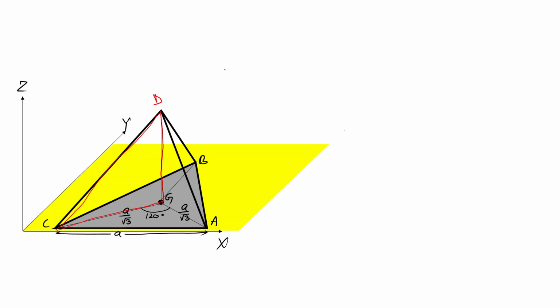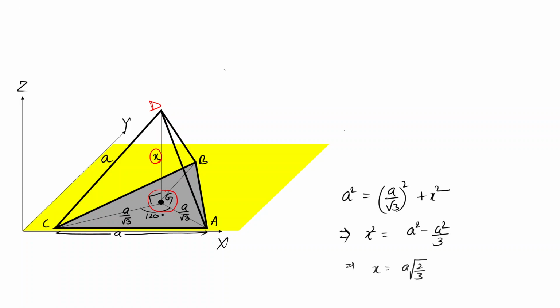Well, so now in DGC, there is no doubt that the angle at G is 90 degrees because of symmetry that you can feel, because I can't have my D anywhere else. Otherwise, these lengths will change, right? So that angle at G is 90 degrees, and we know that CD is A. Let's say that DG is C. So this X we will have to calculate. We should apply now Pythagoras theorem, pretty basic, and then we get X as A root 2 by 3.